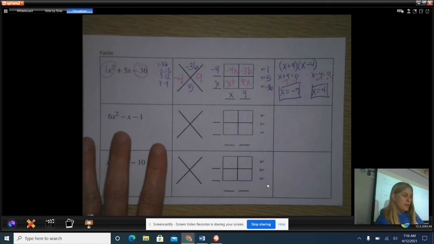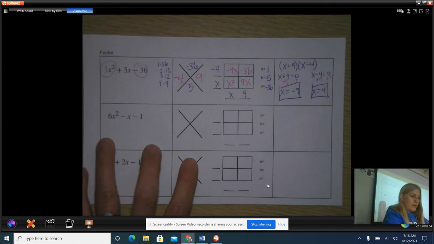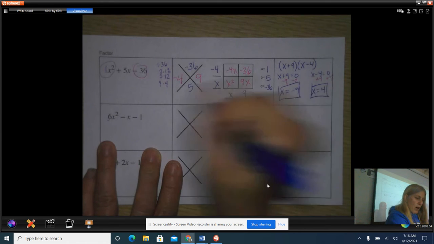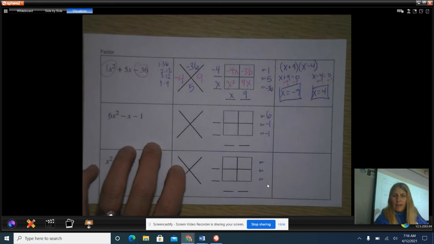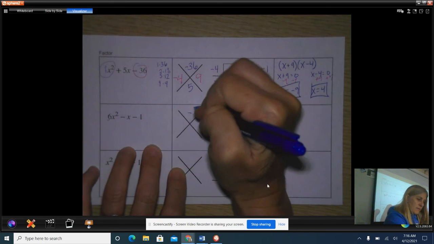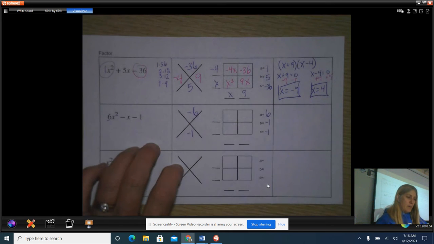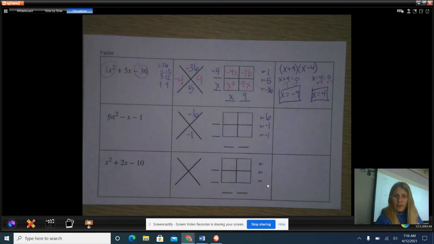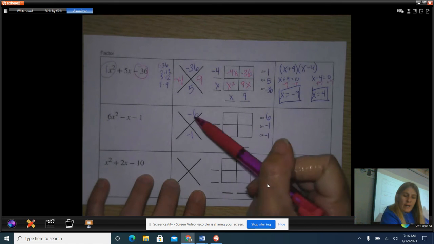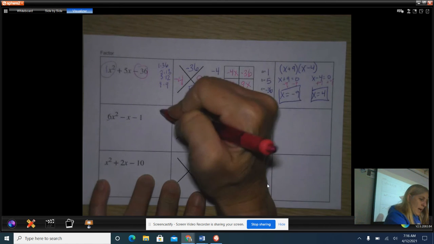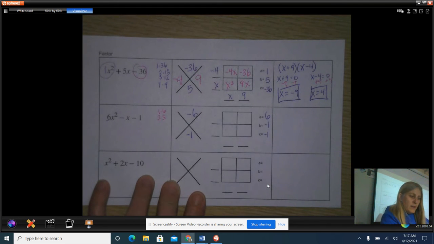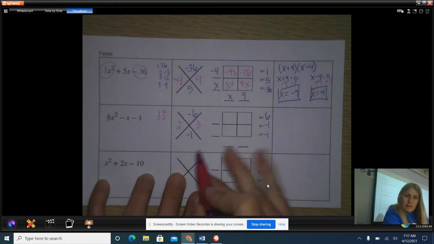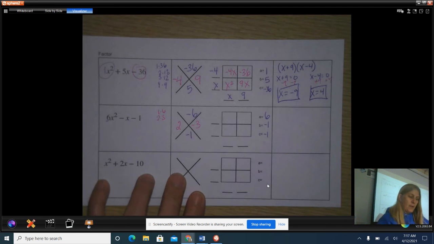Let's go ahead and move on to our second problem here. Once again, we start with our A. Our A is 6, our B is negative 1, and our C is negative 1. We multiply A times C. 6 times negative 1 is negative 6 for our top number, and our negative 1 is the bottom. So we're going to look at those factors of 6 to find one that multiplies to negative 6 and adds to negative 1. So we have 1 times 6, which is 7 or 5. We have 2 times 3, which is 5 or 1, and that's what we're looking for. So we have a 2 and a 3. It needs to be a negative 1, so 2 minus 3 is negative 1.